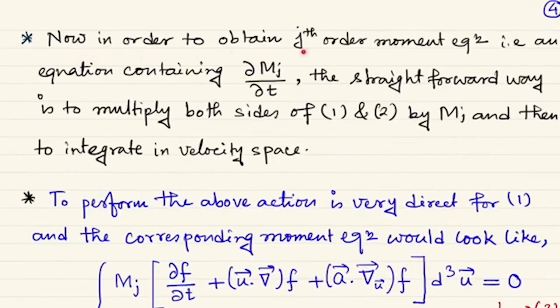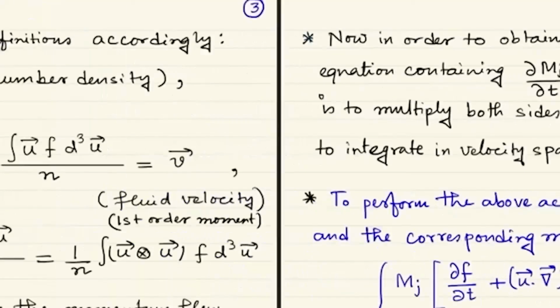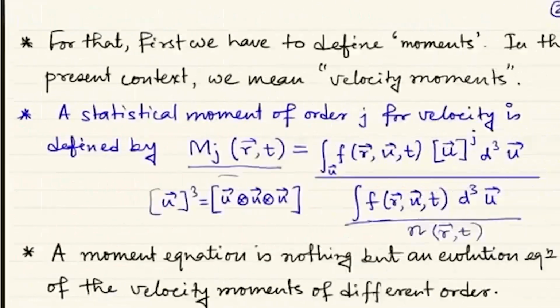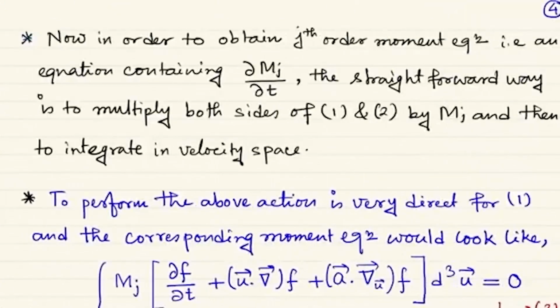Now, in order to obtain a general jth order moment equation, that is an equation containing del m j del t, the straightforward way is to multiply both sides of 1 and 2. 1 and 2, just for recapitulation, are the collisionless and the collisional Boltzmann equations. So we just have to multiply both sides of those two equations by the corresponding m j, and then integrate that in velocity space.